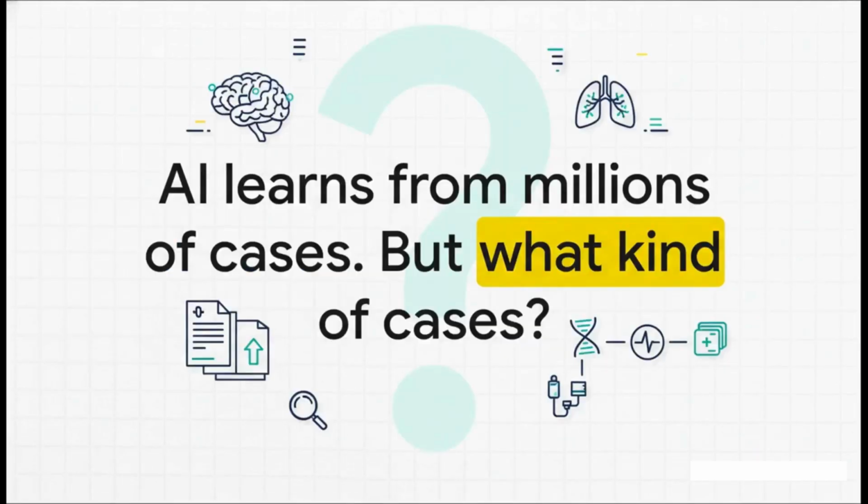Okay, so think about it this way. An AI model is basically like you. It's a student. It learns medicine by seeing tons and tons of cases. But here's the crazy part. It can binge watch an entire career's worth of patient cases in an afternoon. So the real question, the one that changes everything, is what kind of cases is it actually watching?